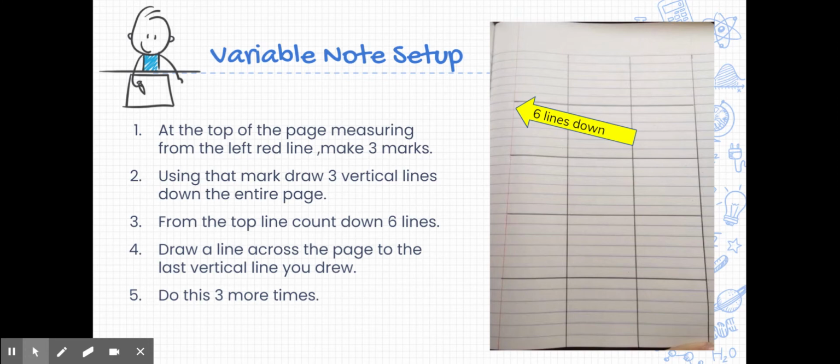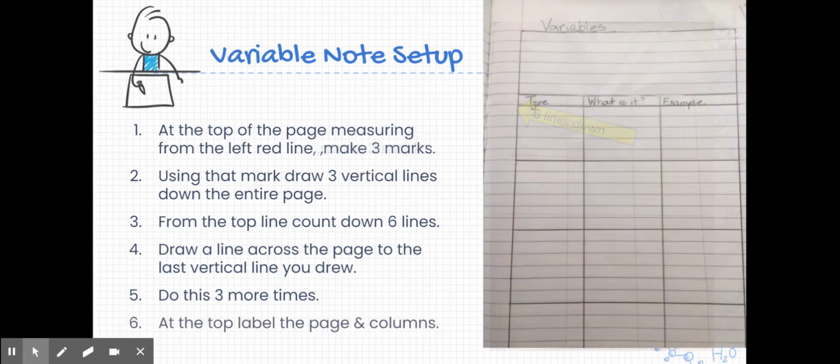Then from that very top line, you're going to count down 6 lines and draw a line across. You're going to do this 3 more times. So at the end, you have a grid of 3 columns across, 5 rows down. At the top, you're going to label the page and the columns. Notice the very top row, I erased the middle lines, so it's one big box.